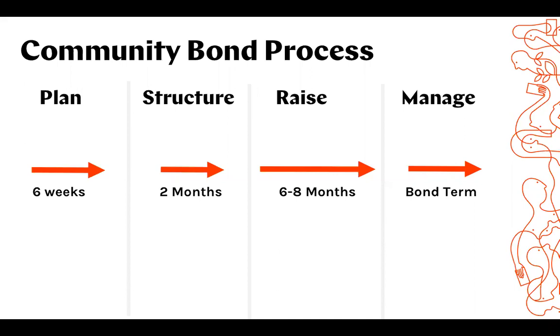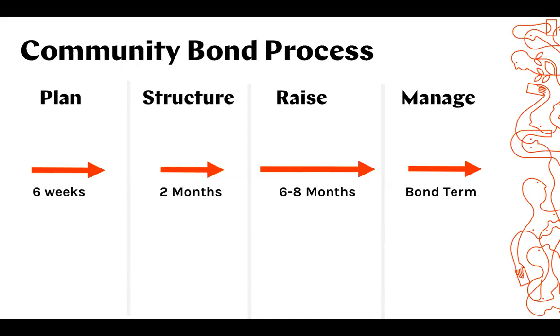And I'll just walk quickly through what the process of raising a community bond might look like. So I'm going to go into a little bit more detail in the next slide, but this is just a breakdown of the timing. So we always start with a planning phase, which is about 6 weeks. Then we move into a structuring phase, which is 2 months usually. Then the phase of actually going out and raising the investment, the really exciting part, and that lasts generally 6 to 8 months. And then there's the management.